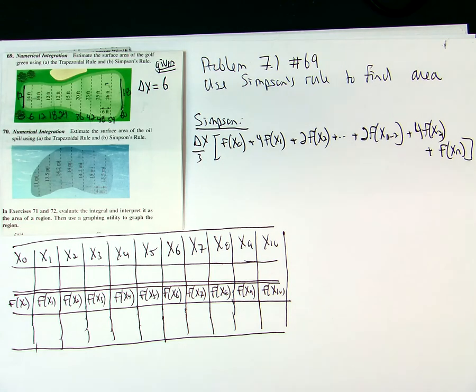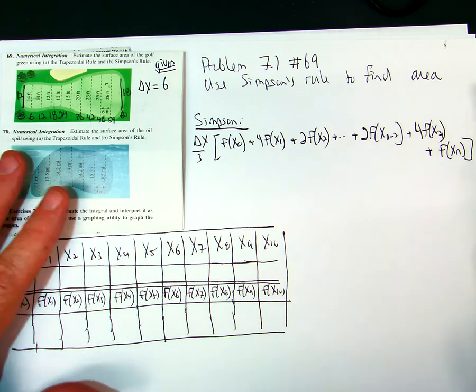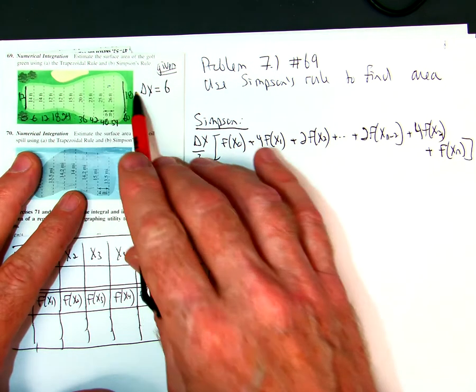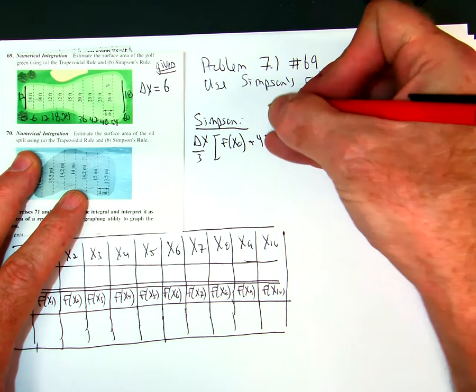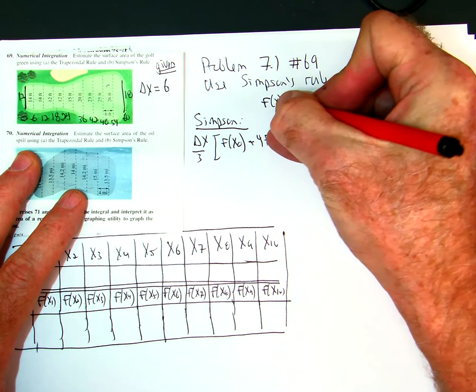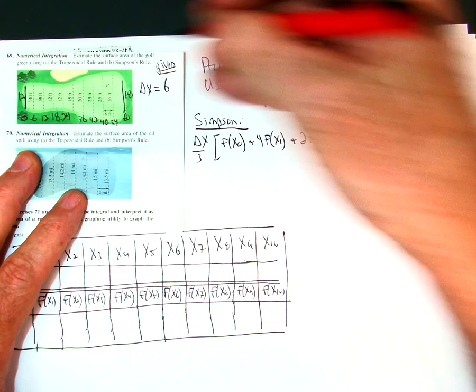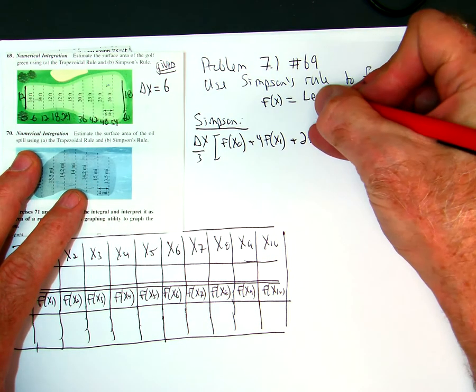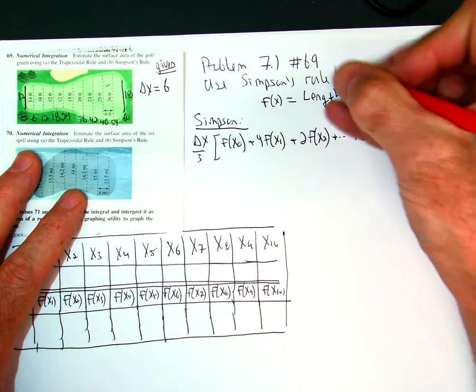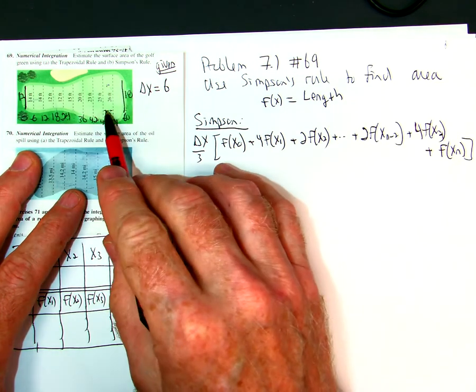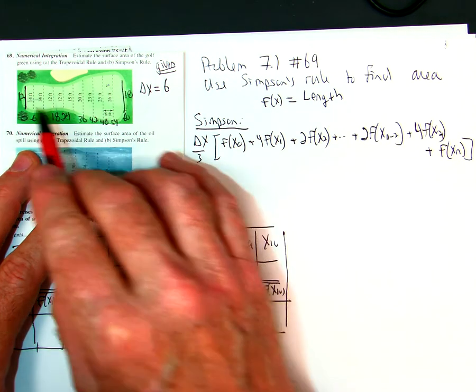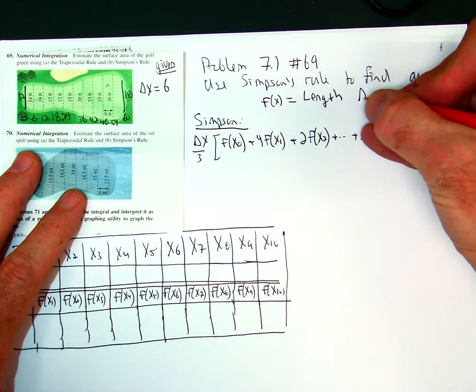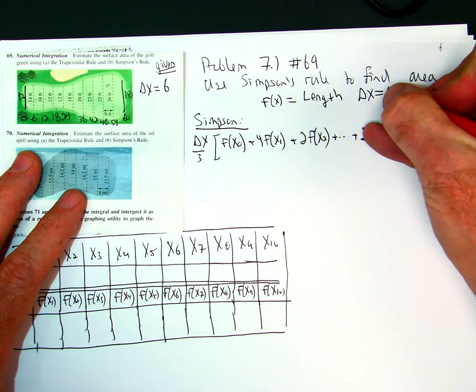Okay, so I want to use Simpson's rule to find area, and I'm hoping this will help you with the lab. So we want to find the area of this golf green, and I'm going to use f of x equal to this cross area right here, this length. And delta x, the text tells you, is 6, so the distance between each of those dotted lines is 6.